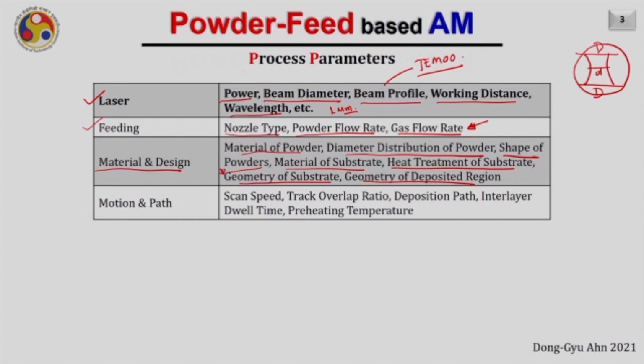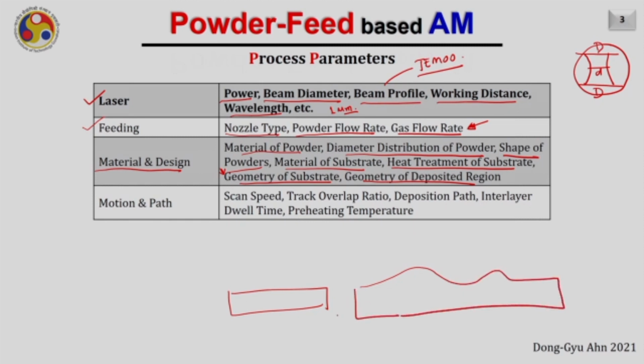The first one is the geometry of the substrate, because sometimes we may deposit on a flat surface. Sometimes it may be possible that the substrate itself is curved like this, and in that case you can see the geometry of the substrate is changing, and therefore I have to maintain the parameters in such a way that I will be able to maintain the particular distance between the nozzle and the substrate while depositing the new layer.